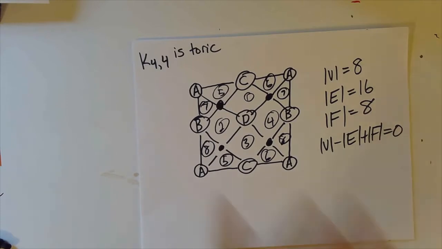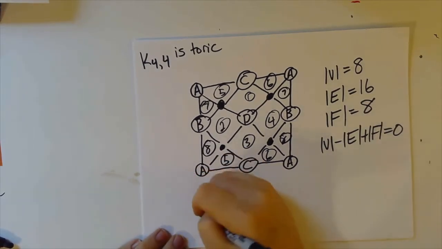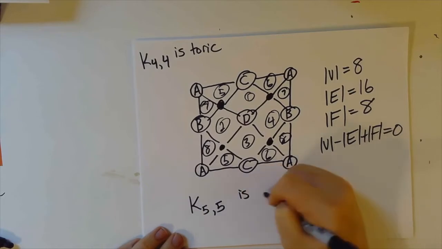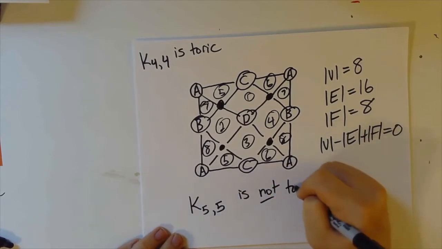So that shows us that K4,4 is toric. Now, on the homework, I'll go ahead and have you show that K5,5 now is not toric.